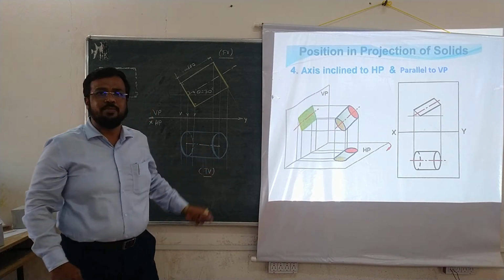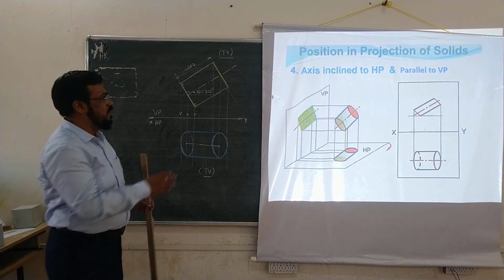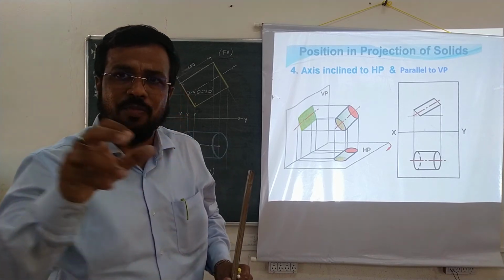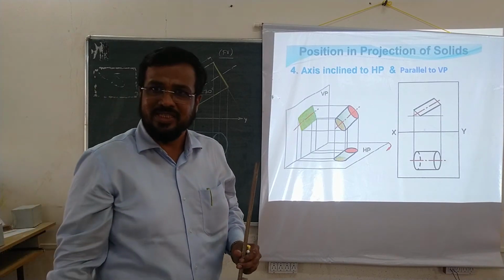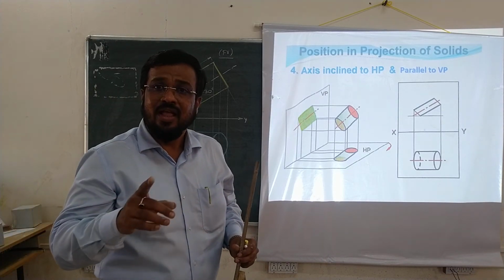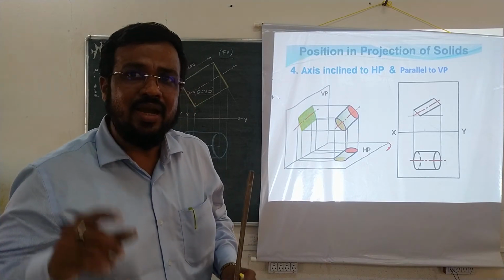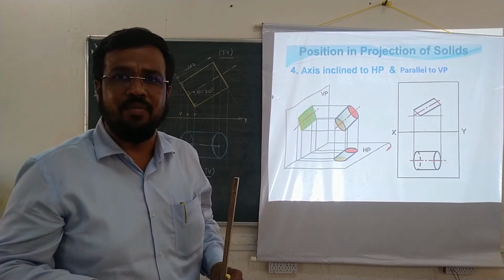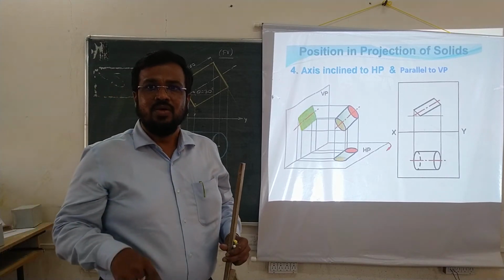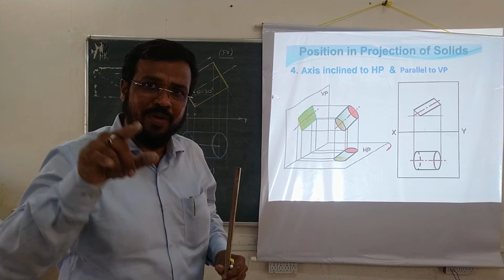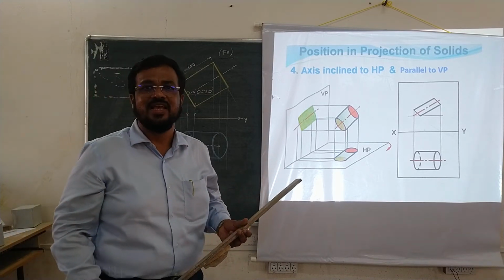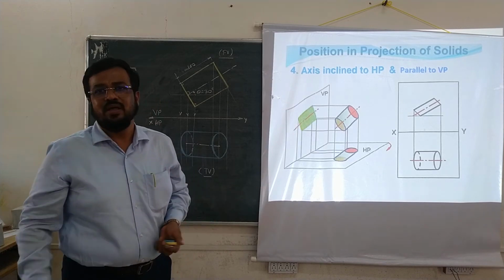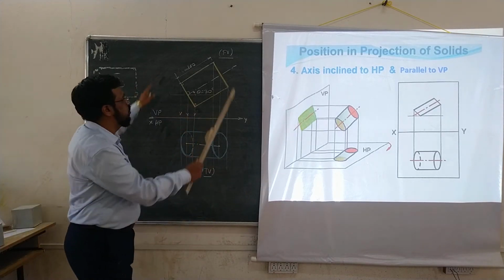So what will be the statement of the problem? The statement of the problem will be that a right circular cylinder of diameter 50 mm, height of axis 100 mm, is inclined. A right circular cylinder of diameter 50 mm and axis 100 mm is resting with its axis inclined to HP by 30 degrees. With its axis inclined to HP by 30 degrees, draw the projection. So this will be the problem and this will be the solution of that problem.